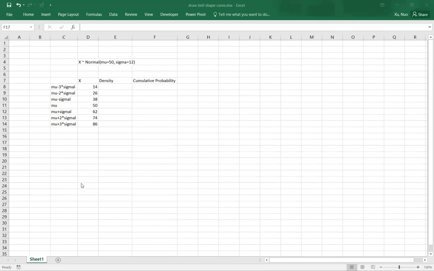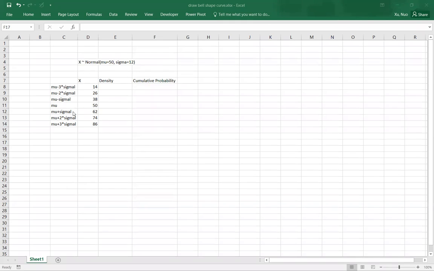Let's look at how to use the Excel function to draw the density function and the cumulative function for normal distribution precisely. So let's say X is a random variable that follows normal distribution with mu equal to 50 and sigma equal to 12. And let's explore a little bit to get a sense how the curve should look like.